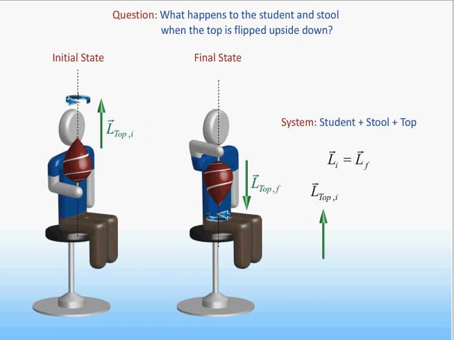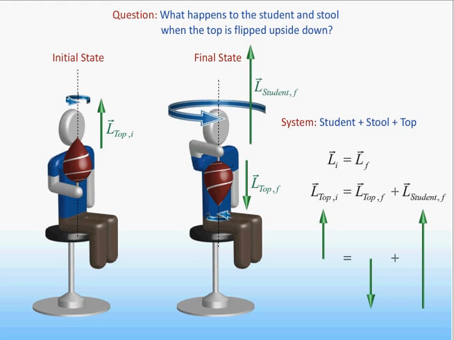Initially, the angular momentum of the system is just equal to the angular momentum of the spinning top. Once the top is flipped over, though, the student and the stool must start to rotate so that the total angular momentum of the system will be conserved. Namely, the angular momentum of the student plus the stool plus the angular momentum of the top after the flip must be equal in both magnitude and direction to the angular momentum of the top before the flip. Therefore, the student and the stool end up rotating in the direction of the initial rotation of the top.